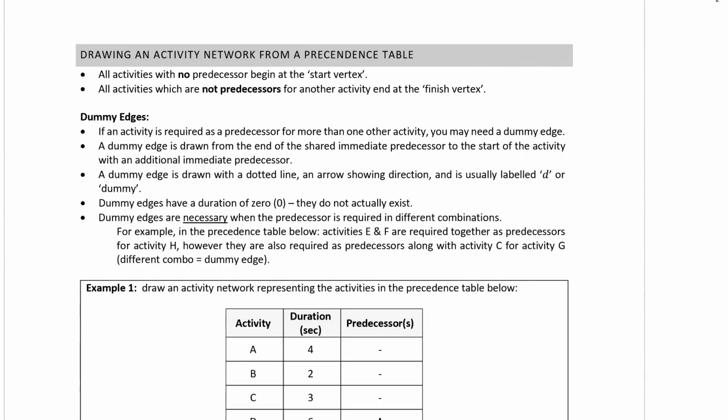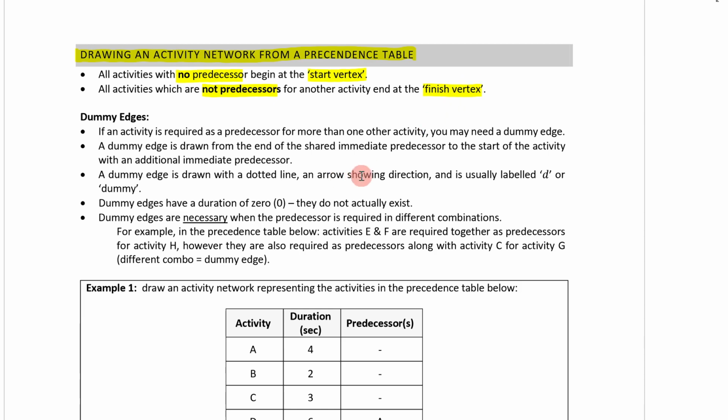Okay, we are now on the next page here, which says drawing an activity network from a precedence table. So all activities with no predecessor begin at the start vertex. All activities which are not predecessors for another activity end at the finish vertex.